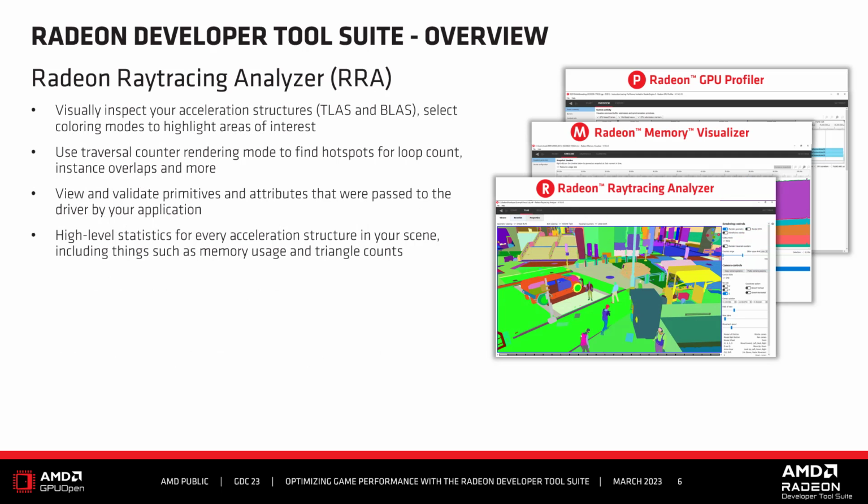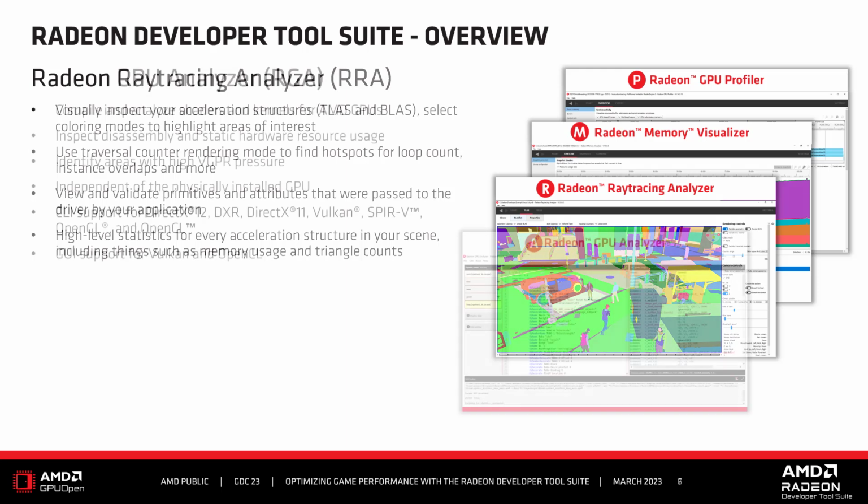The newest member of the suite, released in July 2022, is the Radeon Ray Tracing Analyzer, or RRA for short, which gives you a high-level view of the acceleration structures used in your application. It makes use of traversal counter heat maps that display how rays interact with your scene, revealing hotspots for loop count, instance hit, box volume hits and misses, and triangle hits and misses.